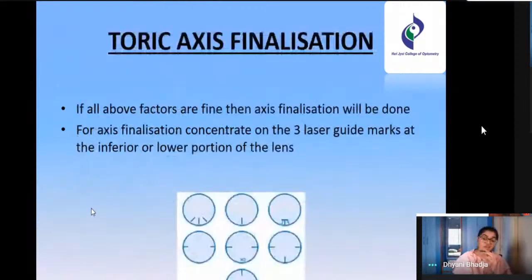Now the patient has a toric prescription, right? So we have to do toric axis finalization. If all above factors are fine, then axis finalization will be done. For axis finalization, concentrate on the three laser guide marks at the inferior or lower portion of the lens, or maybe these kinds of markings. We can see these kinds of markings in toric lenses. So concentrate on these markings to do axis finalization.